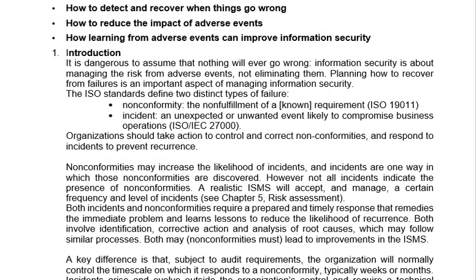Now, non-conformity may increase the likelihood of an incident. If we are not going to close the non-conformity, then it would increase the likelihood of an incident. So I have taken an example of access control. If we don't apply proper access control within the organization, it would result in an incident.